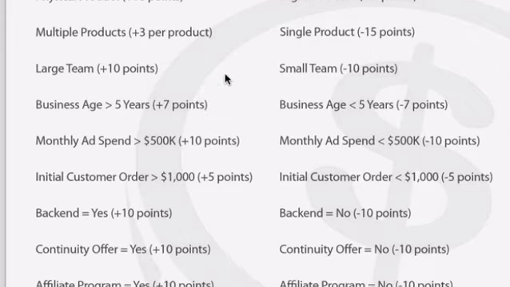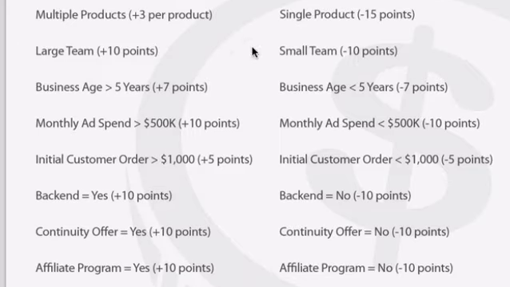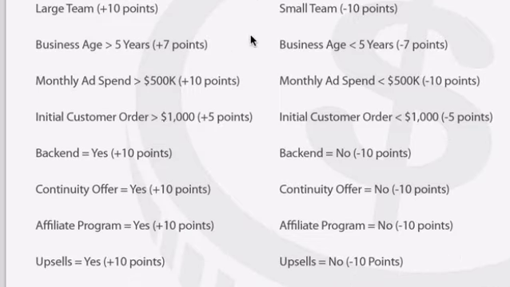If they have a large team, probably more than 3 or 4 people, we give it 10 points. If they have a small team, less than 3 or 4 people, it's minus 10 points. If the business is older than 5 years, we can usually tell that from the domain, as well as using waybackmachine.archive.org to look at their past history. If they seem to be older than 5 years, we add 7 points. If they're younger than 5 years, we take off 7 points. So we're doing a running total of all these points, plus 10, minus 10, plus 5, minus 7, whatever it is. Then we add up all those points and get one number.